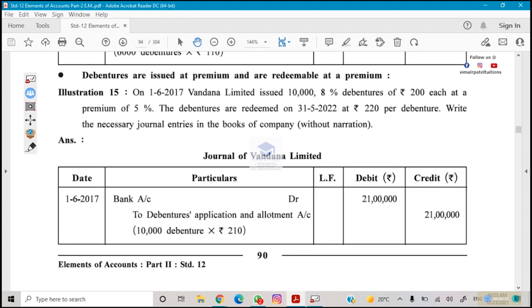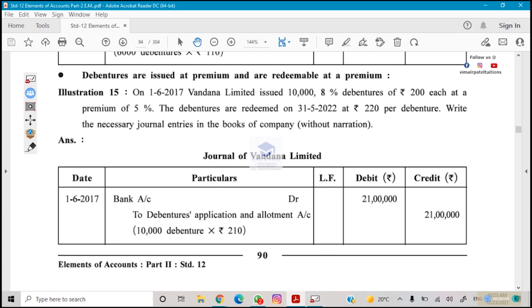On 1/6/17, Vandana Limited issued 10,000 8% debentures of 100 each, 200 each, sorry, at a premium of 5%. 200 debenture is issued at 210, 5% of 200. Here the face value is 200. Debentures are to be redeemed on 31st May 2022 at 220 per debenture.